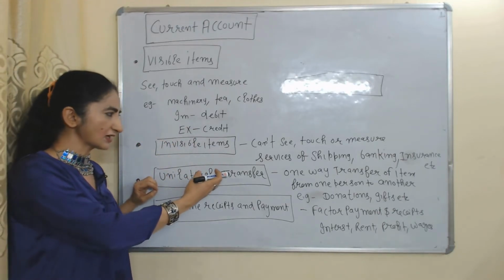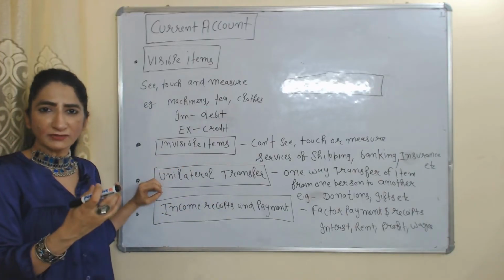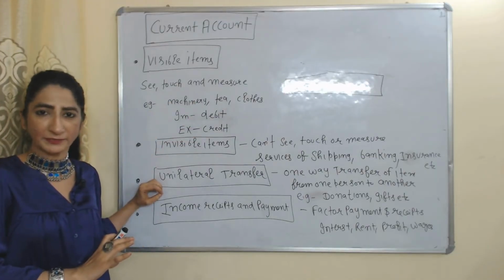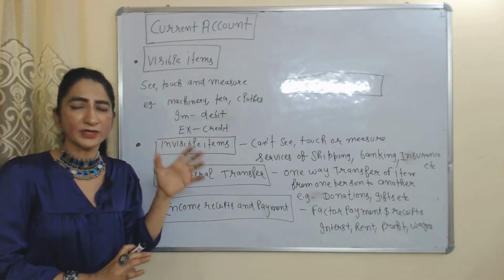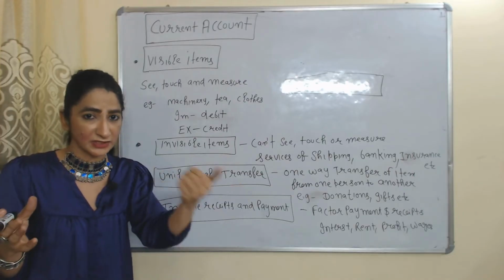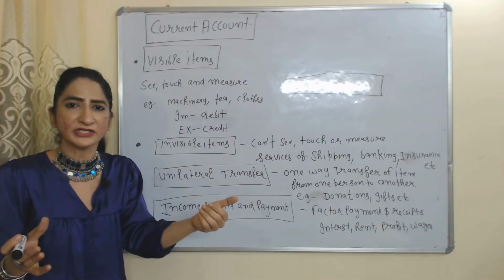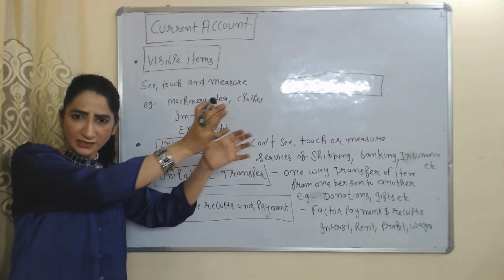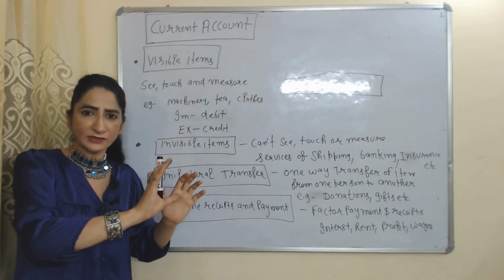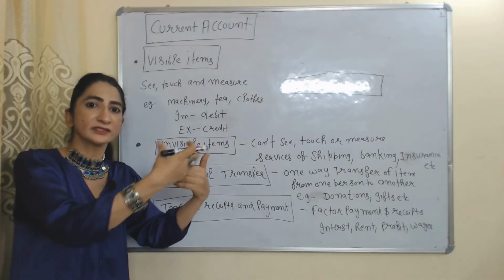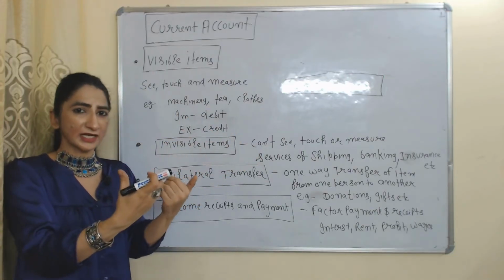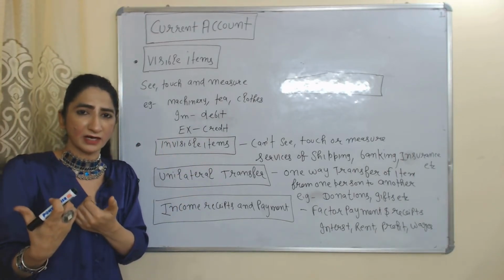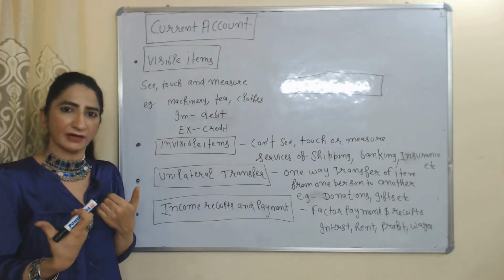Next is unilateral transfer. Unilateral transfer means a one way transfer of an item from one person to another person. One way transfer means we are giving something without any expectation of return. For example, donations, gifts, etc. If we are giving a donation or gift to another country, it will be debited in our balance of payment account because our money is going to another country. On the other hand, if we are receiving a donation or gift, it will be credited in the balance of payment account because money is coming into our country.